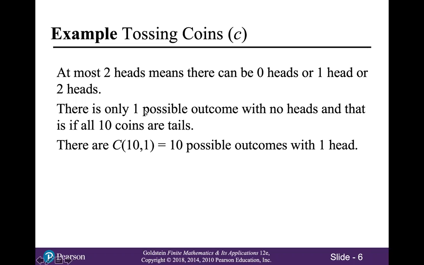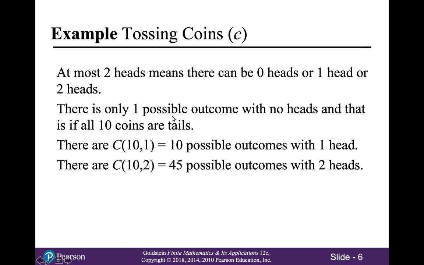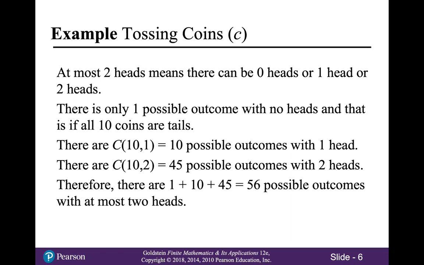By the way, I want to point out that if you did 10 choose 0, for this first one, 10 choose 0 does come out to 1. So that does work. And then we already figured out there are 10 choose 2 or 45 possible outcomes with 2 heads. So the total number of outcomes with at most 2 heads is 1 plus 10 plus 45, which is 56.